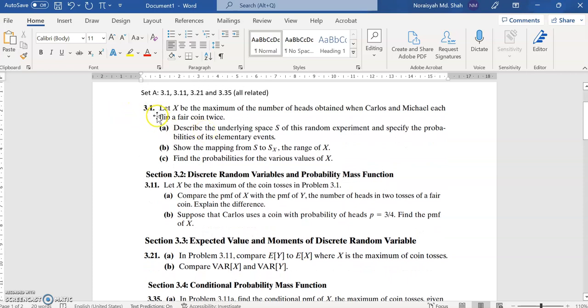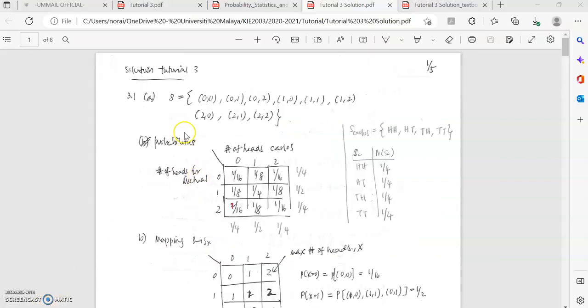The question: let X be the maximum of the number of heads obtained when Carlos and Michael each flip a fair coin twice. A. Describe the underlying space of this random experiment and specify the probabilities of its elementary events. B. Show the mapping from S to Sx. And C. Find the probabilities of the various values of X.